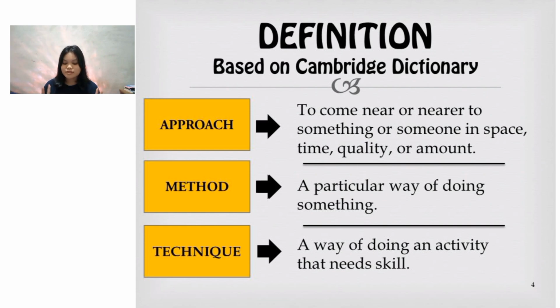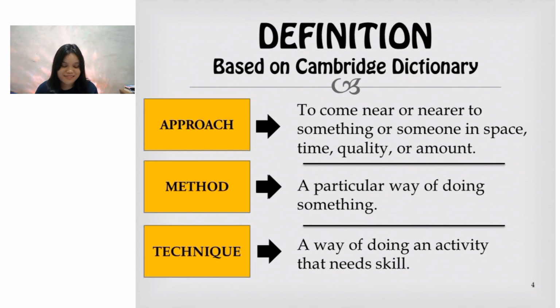The teacher needs to do an approach, because a teacher needs to understand their students. Then the method is the particular way of doing something. That is the method. And the technique is a way of doing an activity that needs a skill. If the method is the way we do something, then the technique is the way of doing an activity that needs skill. For example, in a teaching method, we also need the technique inside the situation. So that is the definition.